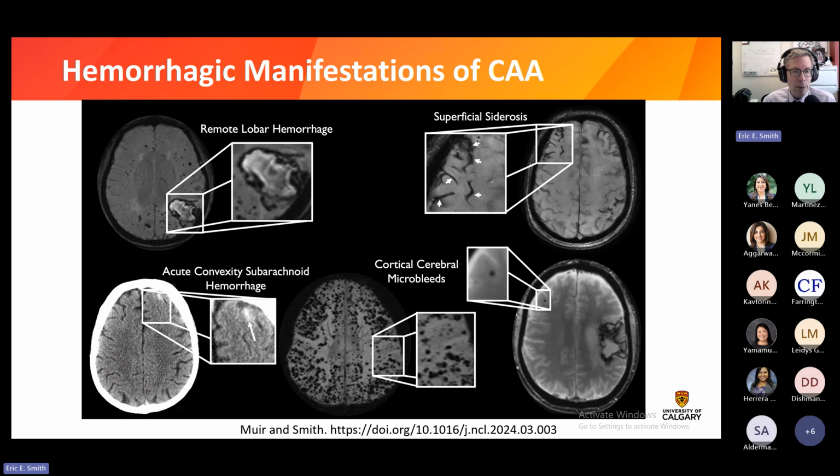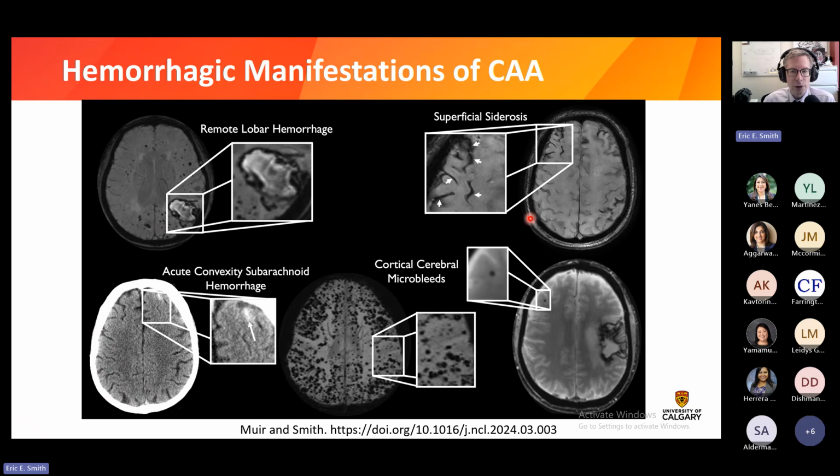So these are examples of the hemorrhagic manifestations that can be applied in the Boston Criteria 2.0. So you have lobar hemorrhages, as shown in this example here, where there's a hematoma cavity left over from a prior ICH. And you can see actually there are multiple microbleeds in this person's brain as well. So they meet criteria for probable CAA.